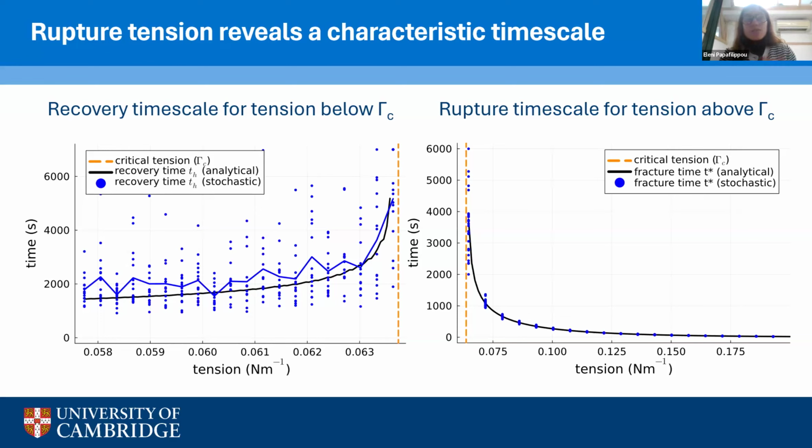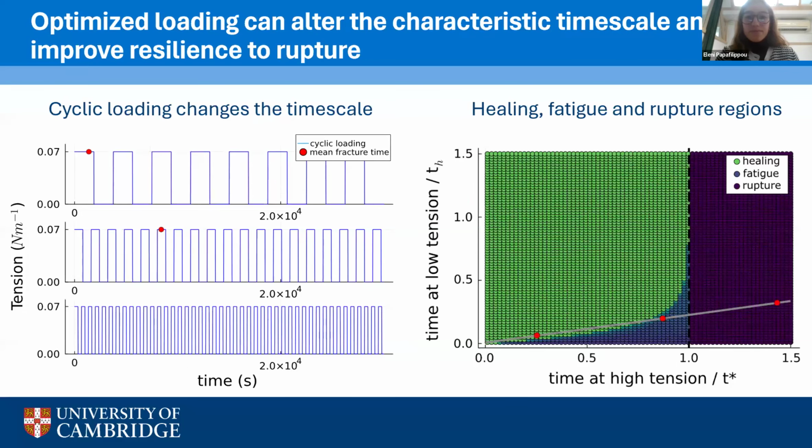So this could potentially suggest, or an idea we had linking back to cyclic loading, is that by alternating tension levels above and below this critical tension, the system will keep oscillating between two states, evolving towards rupture and evolving towards healing. So this could suggest that the tissue's response is quite sensitive to the applied tension, but maybe we can find a way to keep it alive.